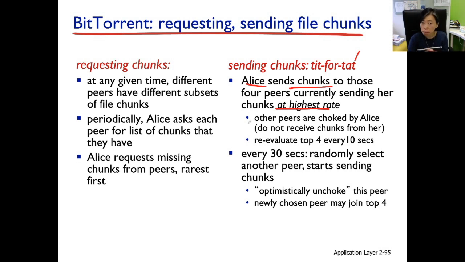But this simple strategy might create a problem. Other peers that are not sending at the highest rate will be choked, and these peers might not get a chance of downloading certain chunks from Alice at all. This is actually not that good. So Alice will reevaluate the top 4 every 10 seconds. Those peers who discover that they're choked and not downloading any chunks might decide to contribute more uplink capacity. As a result, they might get some chunks from Alice back the next round, the next 10 seconds.